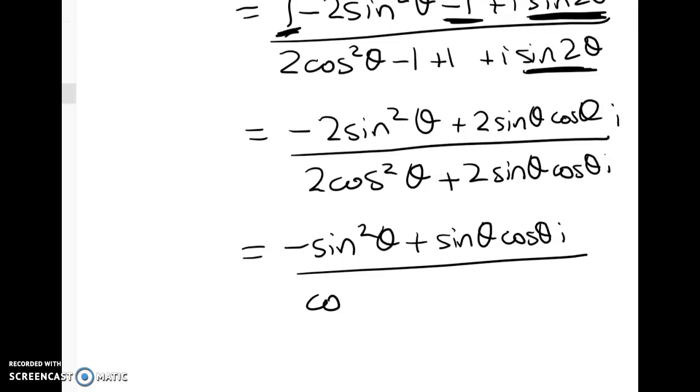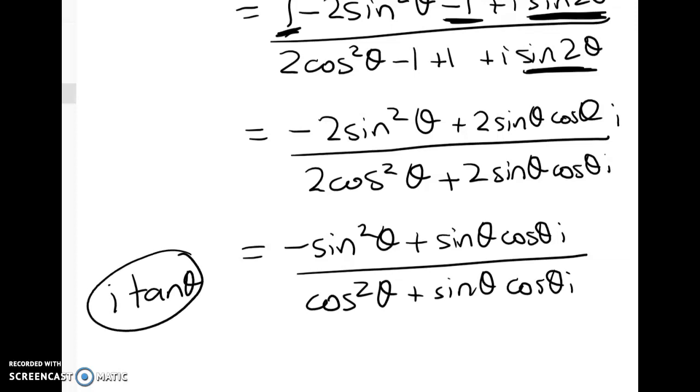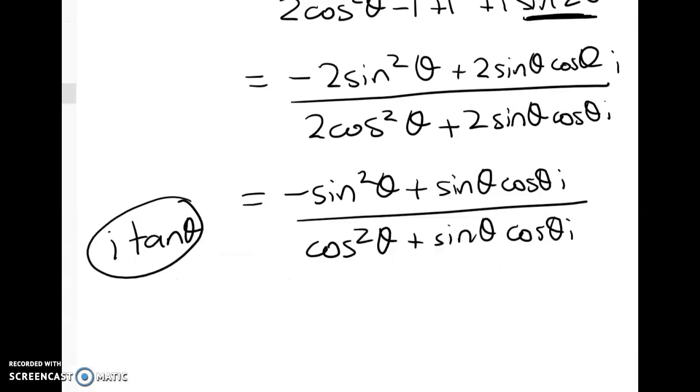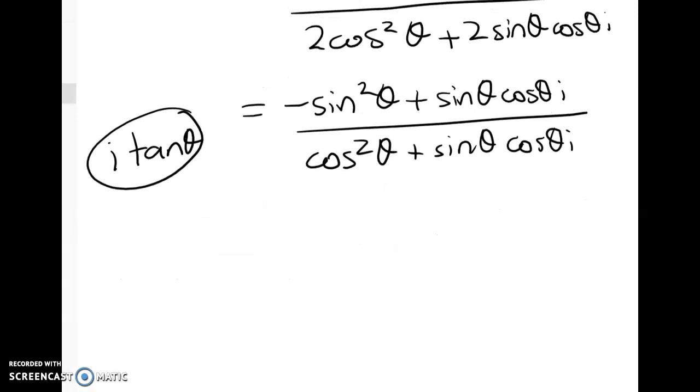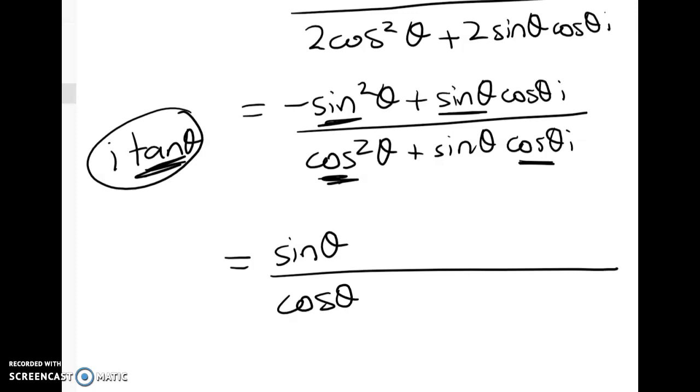And here we've got cos squared theta plus sine theta cos theta i. Now, remember, we've got to look at how we want to get out i tan theta. So let's start seeing if we can get something coming out as a common factor. And yep, I can see a common factor in the numerator. I've got a sine here and a sine here. That's good because we know tan is sine over cos. We've got a cos here and a cos here. So take out these common factors and see what to do next.